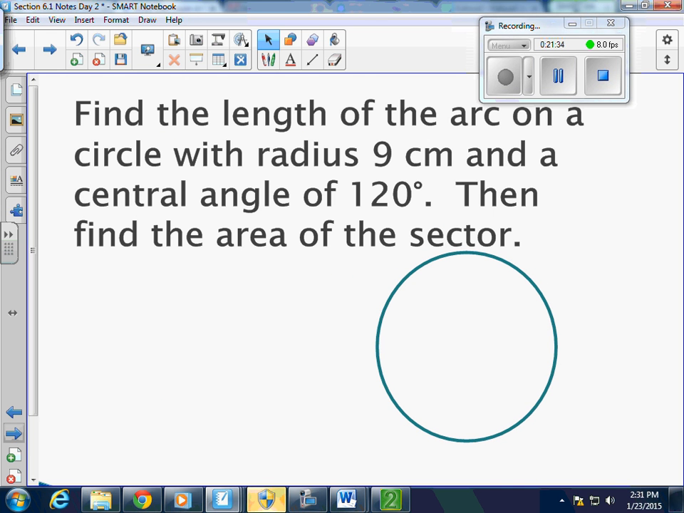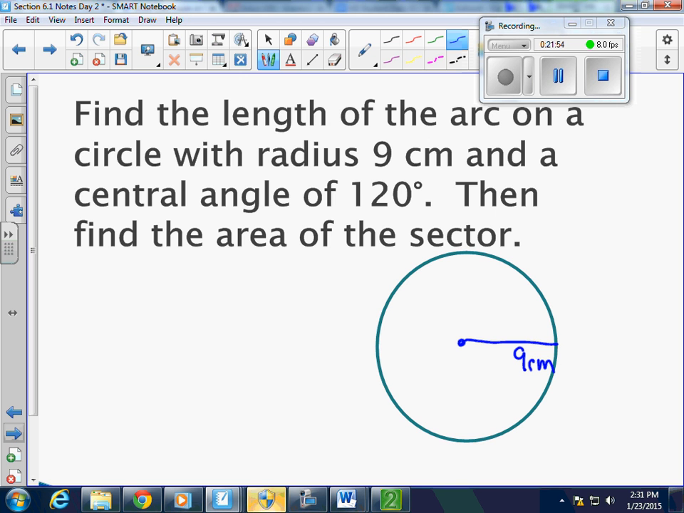Find the length of the arc on the circle with radius 9 and a central angle of 120 degrees. Then find the area of the sector. So we've got a couple of different things going on here. We know that our radius is 9, so let's draw our radius in there, and our radius is 9 centimeters. The central angle is 120.